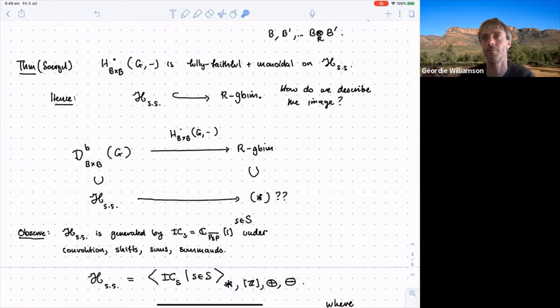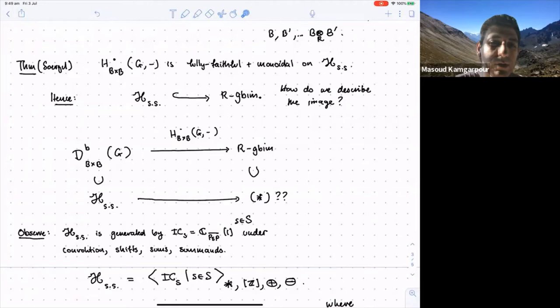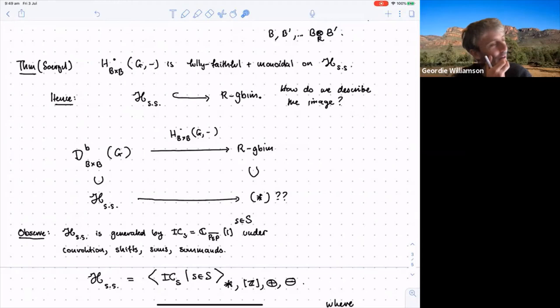Okay, for my very naive thinking, I was trying to think of this inclusion as a much more complicated version of the fact that G invariant functions include inside functions on T. Yeah, I don't think that's the right way of thinking about it, no. Uh-huh.